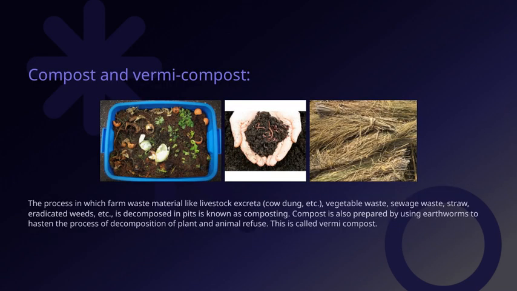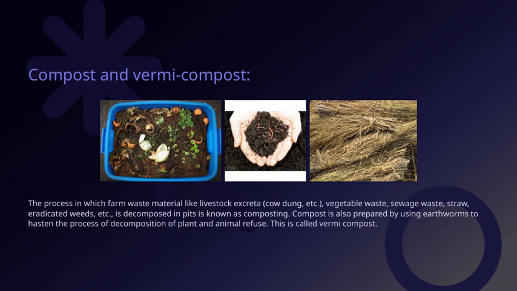Let's talk about compost and vermicompost. Composting is a natural process where farm waste materials, such as livestock excreta like cow dung, vegetable waste, sewage waste, straw, and even weeds that have been eradicated, are decomposed in specially prepared pits. This process transforms these wastes into a rich, nutritious soil amendment.